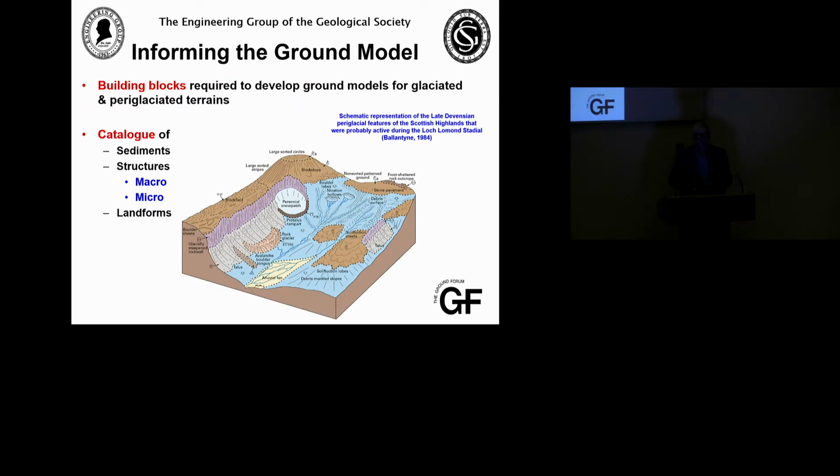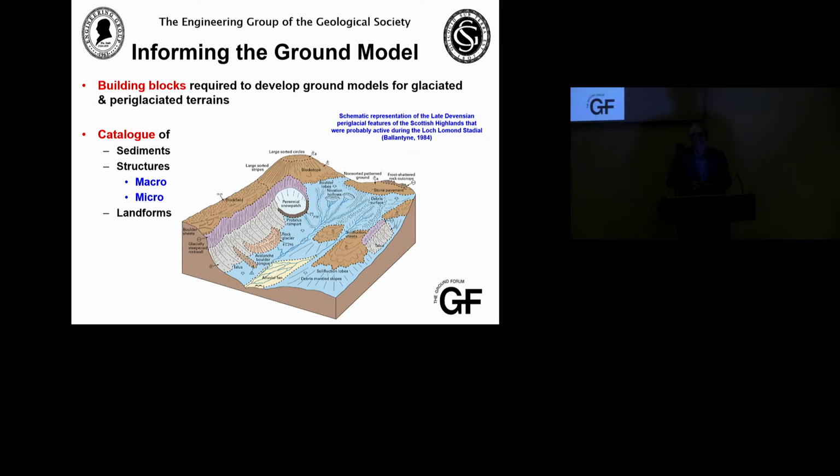So what do we need to do that? Well, we need a catalogue. We need a catalogue of effectively the building blocks that make up that terrain, the building blocks that make up that ground model. And the building blocks are the sediments. The building blocks are the structures, the landforms that are present. And we saw that we can have macro structures, and something that came to the working party quite late was we started to discover we had microstructures as well.